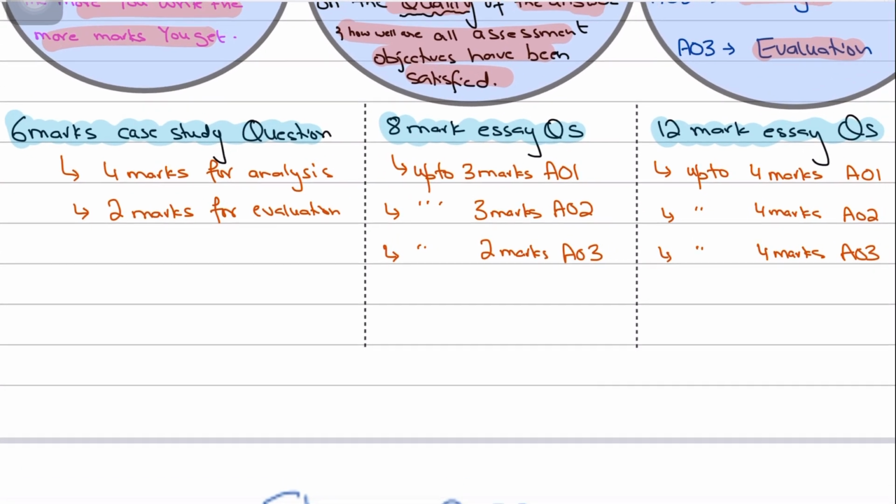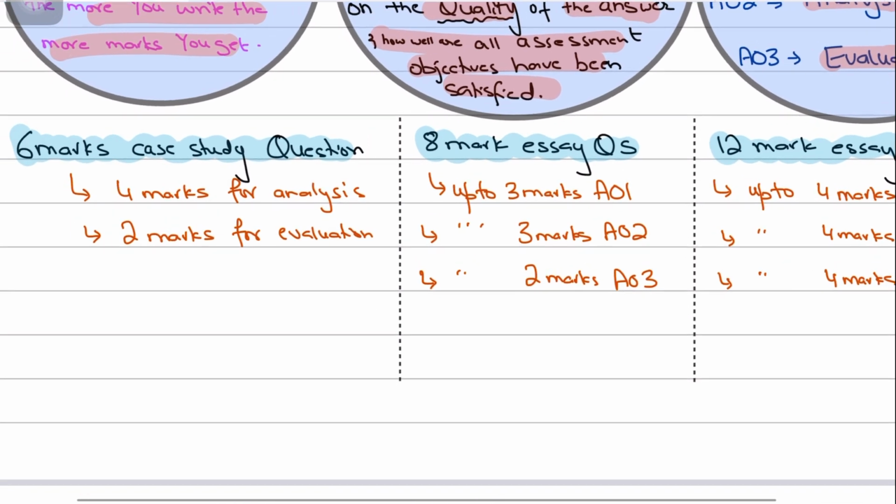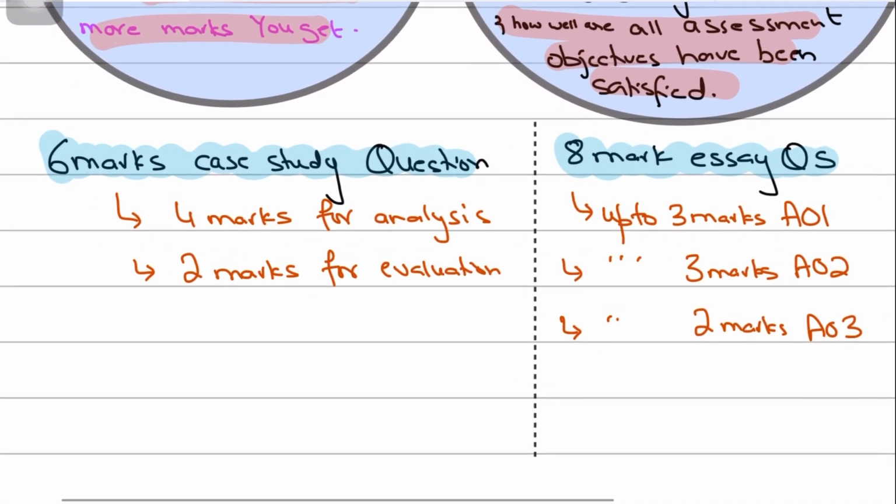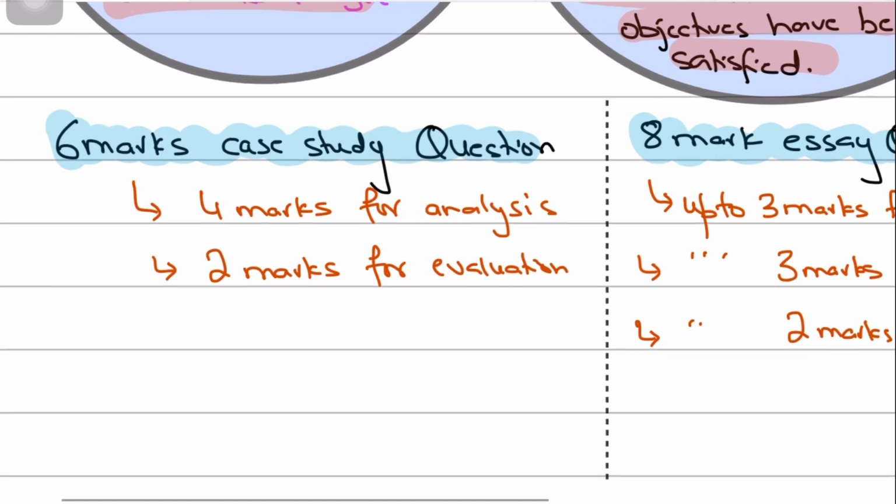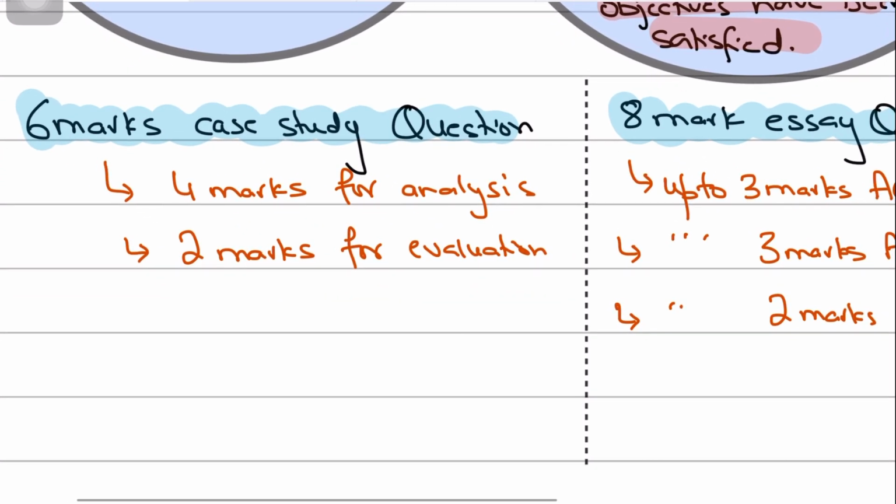So as far as the assessment objective is concerned, you need to know that for the last 2 questions of the case study, which will be for 6 marks, you need to know what sort of assessment objectives are being tested there. So 4 marks out of the 6 marks case study question, the last 2 ones, will be for analysis and the last 2 marks will be for evaluation. So out of 6, 4 marks for assessment objective 2, which is analysis, and 2 marks for evaluation, right?